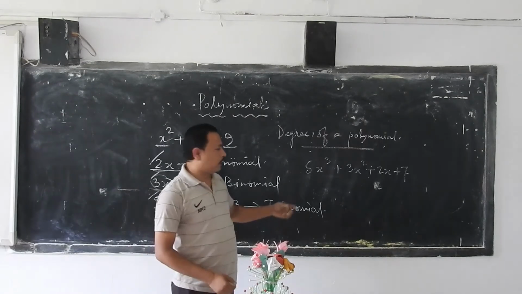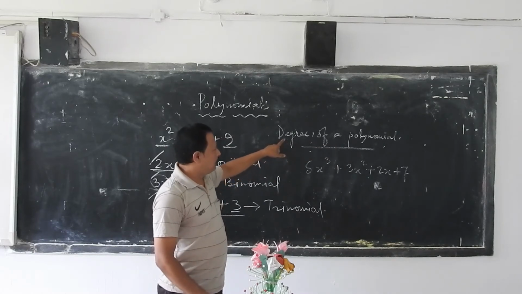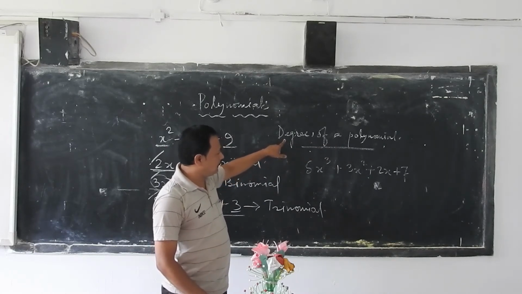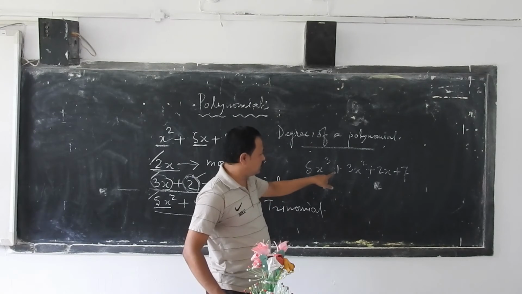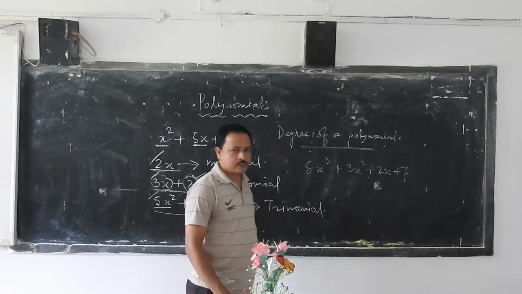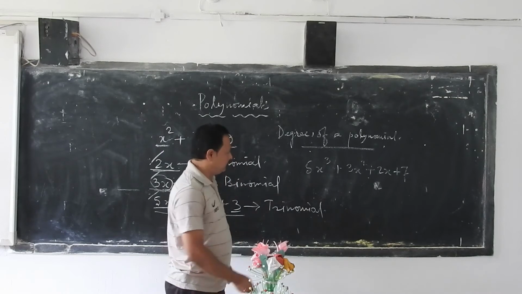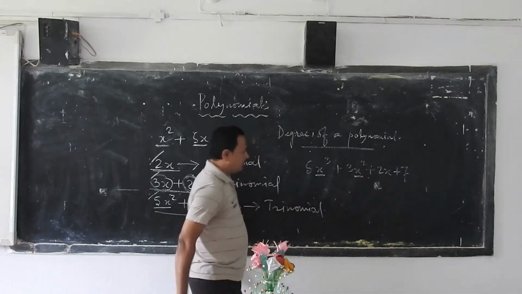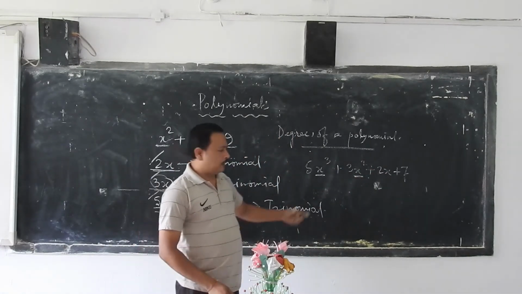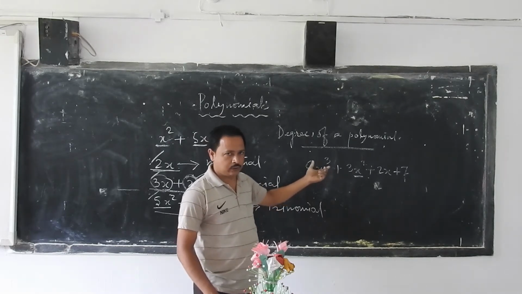So now, degree of a polynomial. How will you find out the degree of a polynomial? See, one polynomial I wrote here: 5x cube plus 3x square plus 2x plus 7, which is a polynomial of 4 terms. Now what is the degree of this polynomial? To find the degree of this polynomial, you just check the powers of the variable. The highest power of the variable is called the degree of the given polynomial.